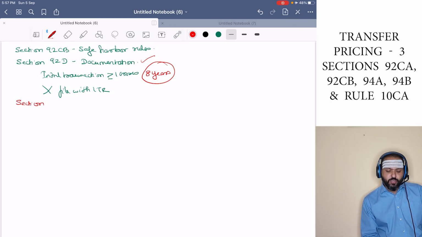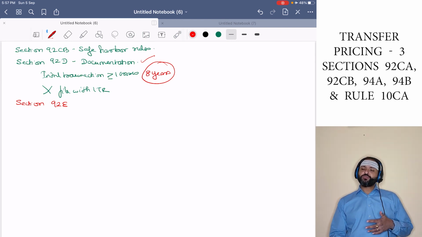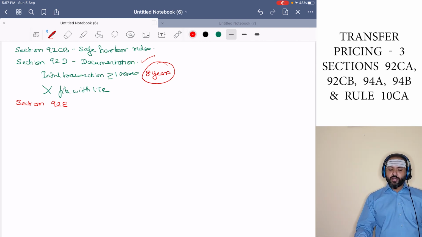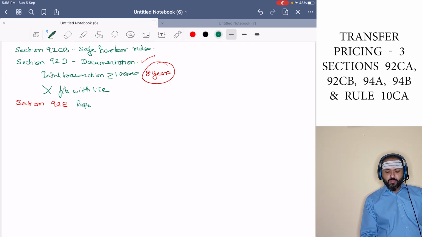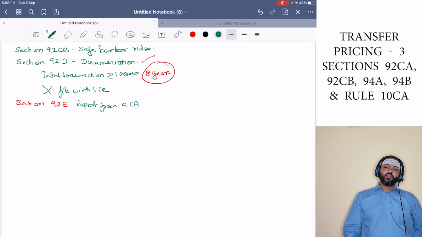Section 92E. Sir, all this is fine, but how will the income tax officer know what are the international transactions? He should have some starting point, right? Yes, the starting point is with respect to section 92E. What is this section? It is a report from a chartered accountant, and it is not a report from an auditor.